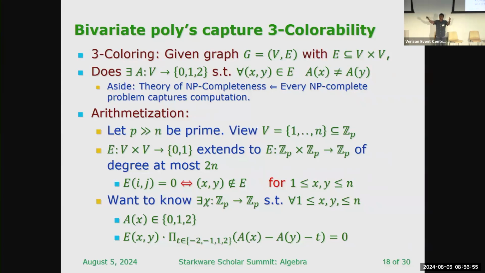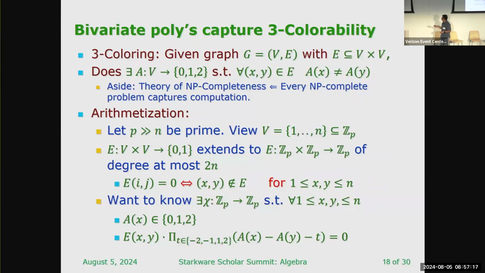I will have a graph. I will have edges between vertices, and I want to know, is there a coloring assignment of vertices, a function a that assigns to vertices a color 0, 1, or 2, such that for every edge, the two endpoints have different colors. You cannot have 0, 0 as the two endpoints, or 1, 1, or 2, 2.